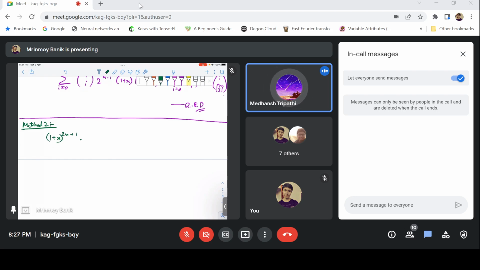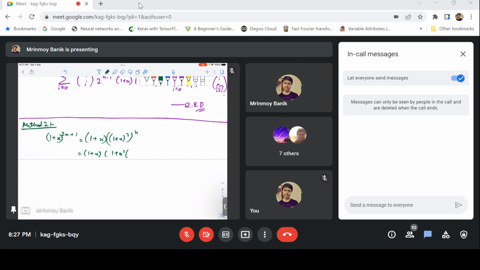It is equal to 1 plus x, multiplied by 1 plus x whole square to the power n. And then this 1 plus x whole square you can expand, it will be 1 plus x square plus 2x. You are expanding inside it. Yeah, that's what I did.